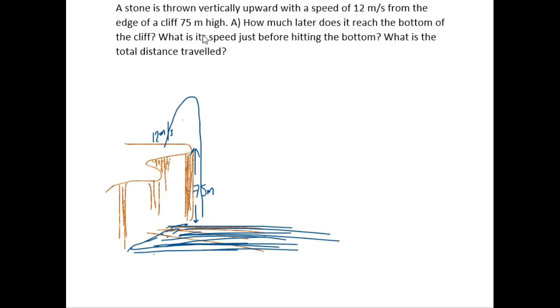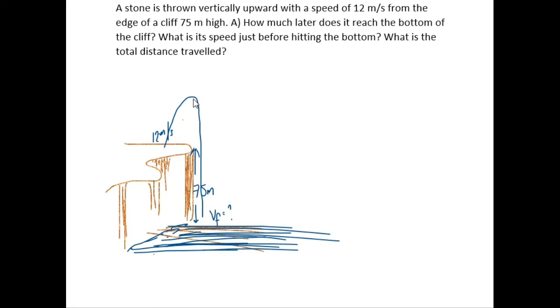The question here is, how much later does it reach? So that is the total time: the time to move upward plus the time downwards. And then, what is the speed just before hitting the bottom? So we are looking for the final velocity here. And then, what is the total distance traveled? The upward distance and the downward distance. Okay? So let us solve for that.